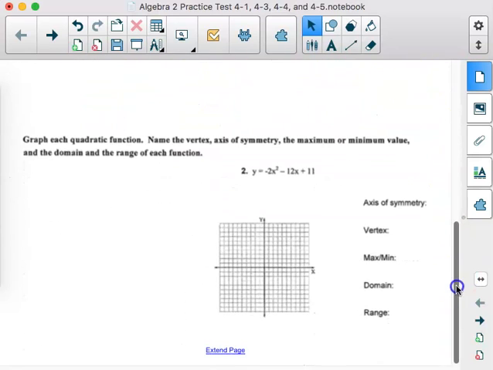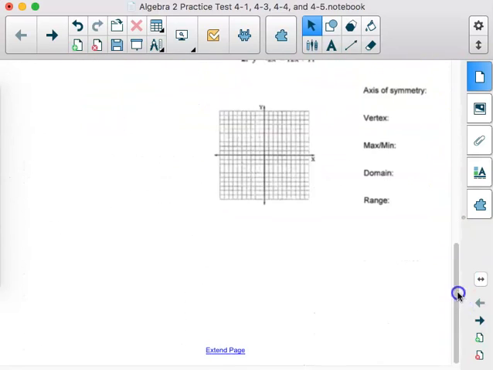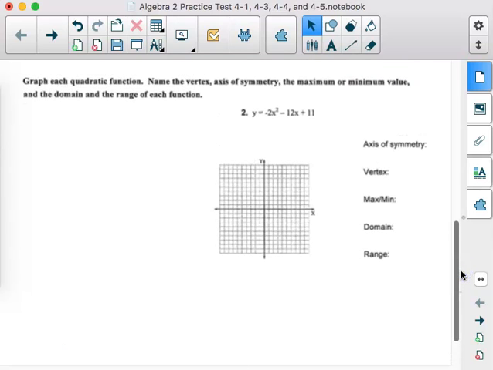Here's another one. Graph each quadratic function. Name the vertex, axis of symmetry, maximum or minimum value, the domain, and the range of each function. But this one's not vertex form. There's no parentheses.